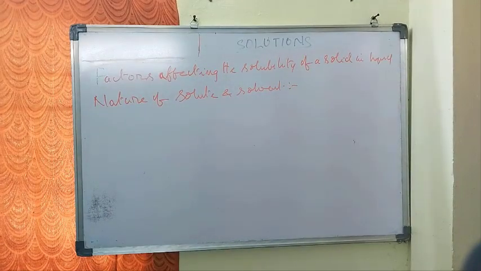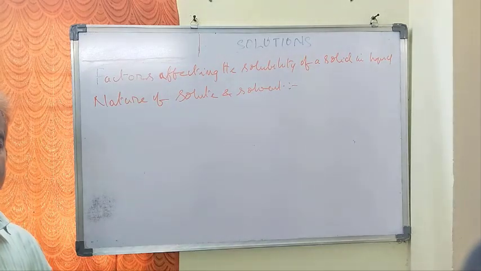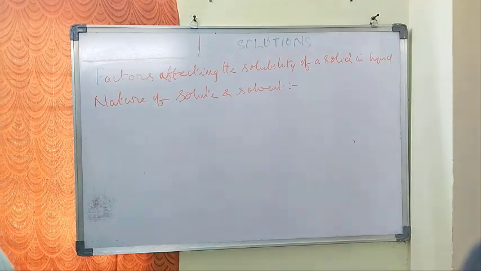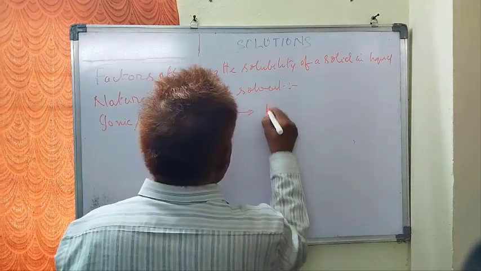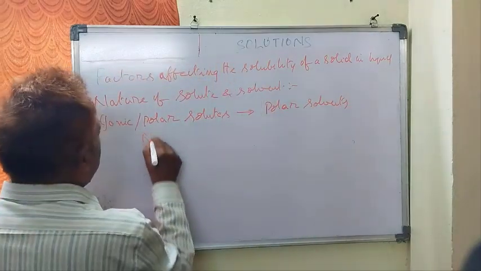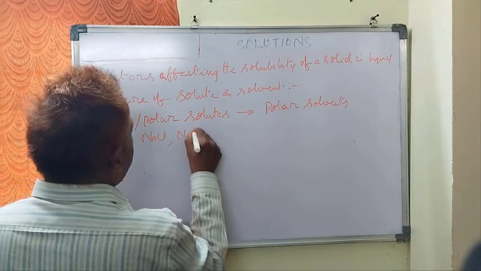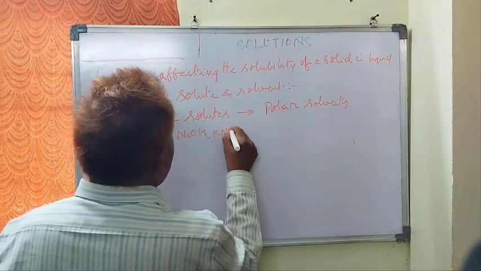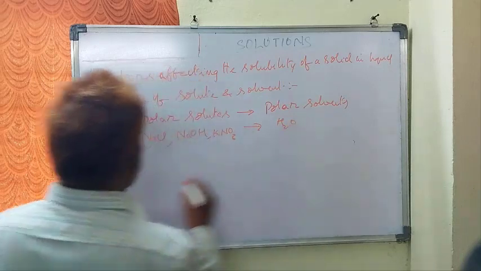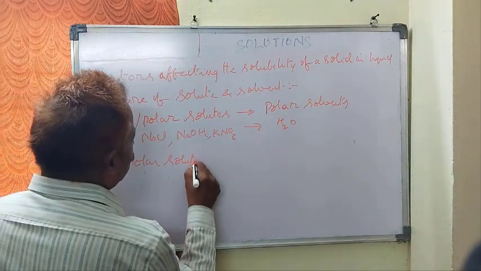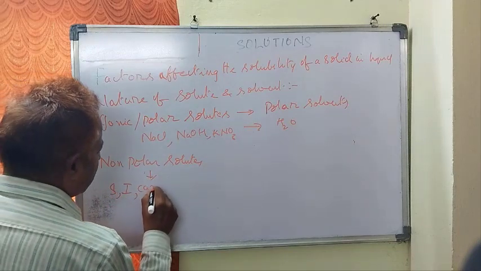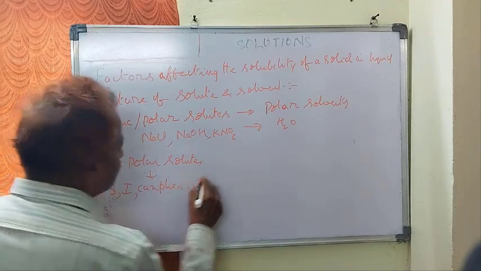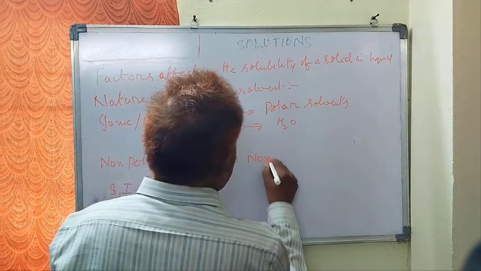That is, ionic substances are soluble in polar solvents like water, and non-polar solutes dissolve in non-polar solvents like benzene, CCl4, CS2, etc. Therefore, ionic or polar solutes dissolve in polar solvents. Example, NaCl, NaOH, KNO3, etc. dissolve in water. What are the non-polar solutes? Sulfur, iodine, camphor. They dissolve in non-polar solvents.